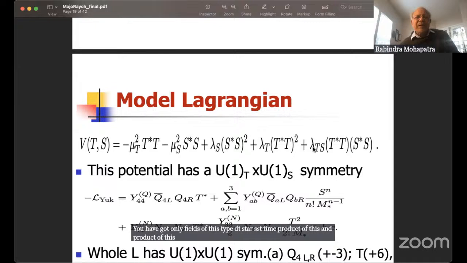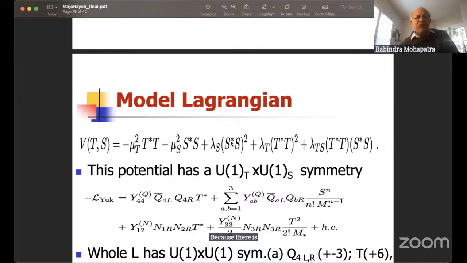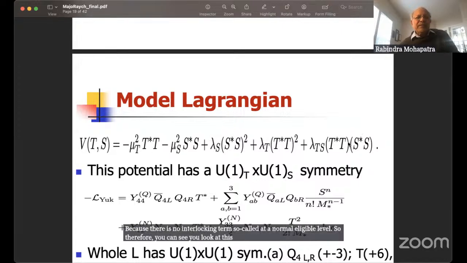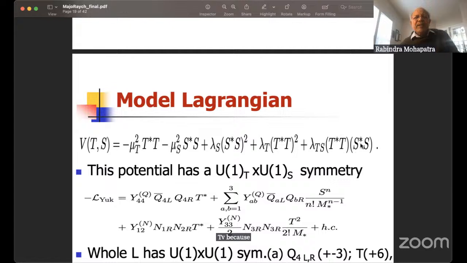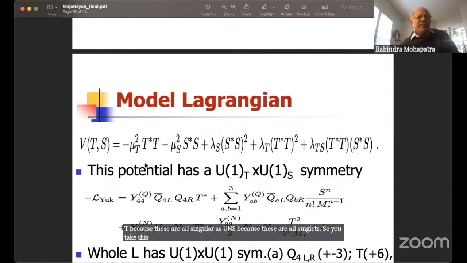Okay, so the renormalizable part consists of these terms only, because there is no interlocking term, so-called, at the renormalizable level. So therefore you can see, you look at the symmetry and look at the potential and you see that it has got a U(1)_T cross U(1)_S symmetry. U(1)_T because these are all singlets, U(1)_S because these are all singlets. So you take this potential and that has got a U(1)_T cross U(1)_S symmetry.